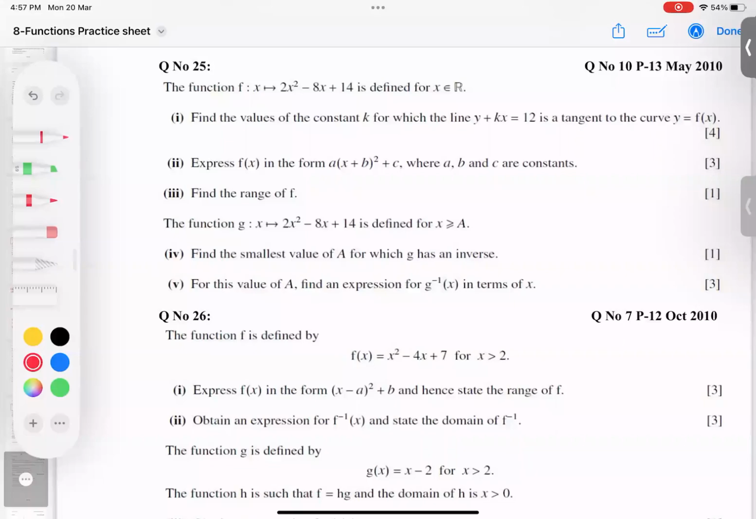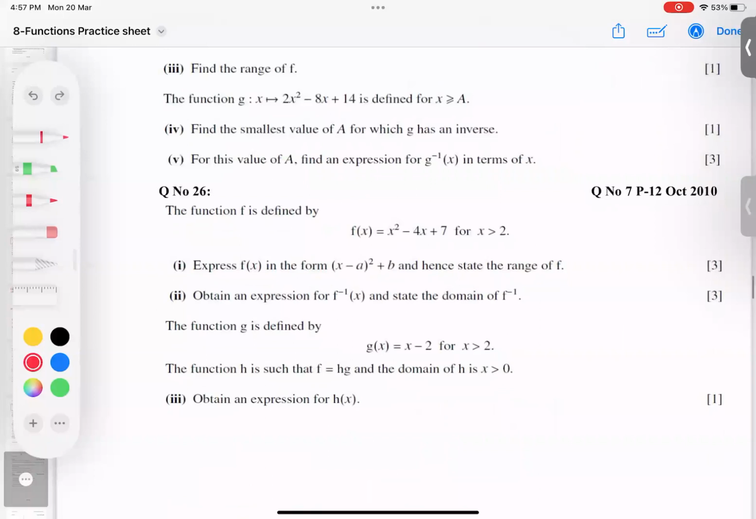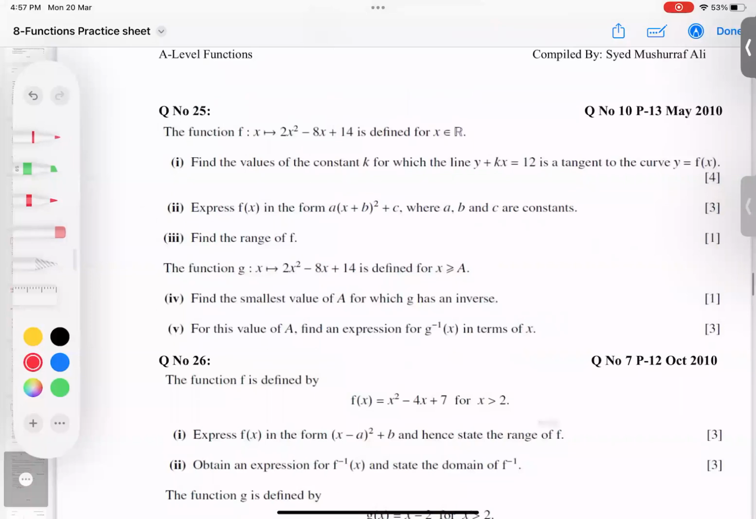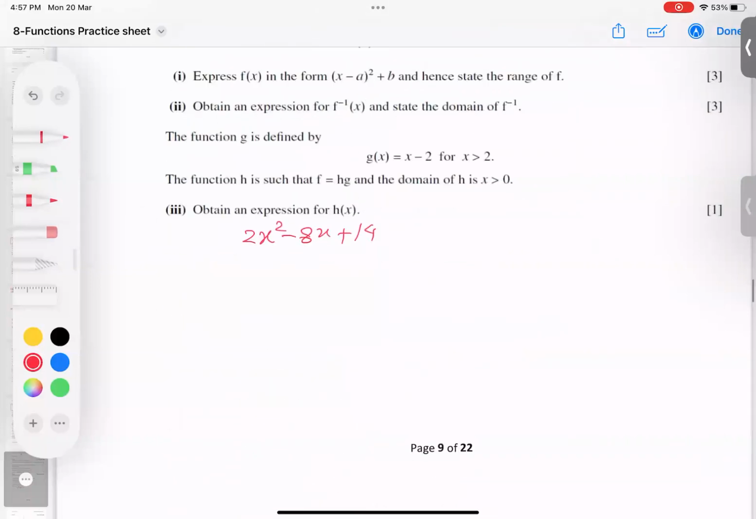Yes, students, I'm going to do it now. I hope you tried in a reasonable time. Okay, so first of all, completing the square. You know it: 2x squared minus 8x plus 14 is the function f of x. 2x squared minus 8x plus 14.